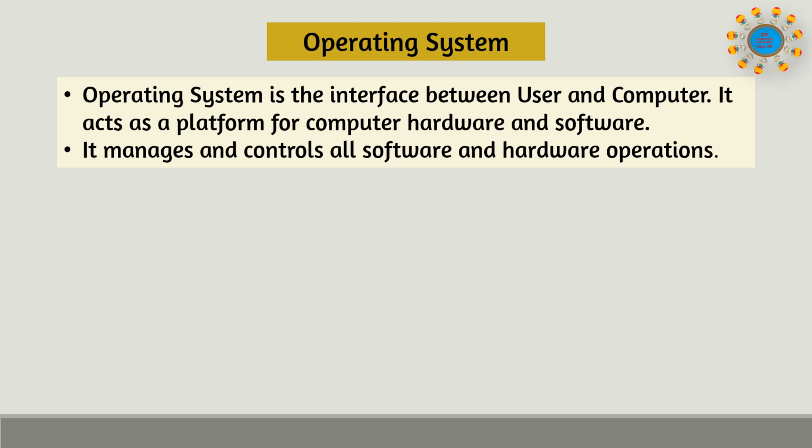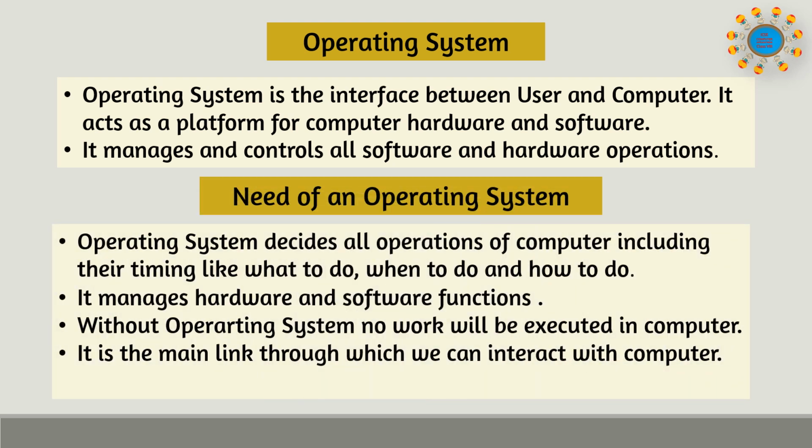The operating system manages and controls all software and hardware operations. So we can see what the need of an operating system is. First of all, it coordinates the activities of software and hardware. Without the operating system, your instrument will not be working. The operating system decides all the operations of the computer, including what work to do, when to do, and how to do. It manages the hardware and software functions, and without the operating system you will not be able to do any work in the computer, and it is the main link through which we can interact with the computer.